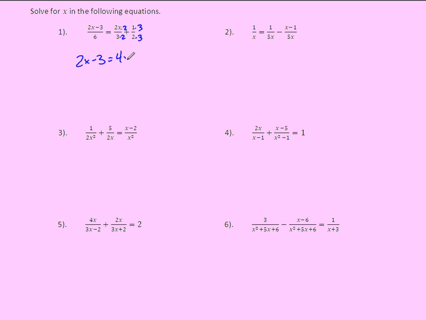2x times 2 is 4x. 1 times 3 is 3. Now we're just solving for x. So I'll subtract 2x and subtract 3 from both sides. That means I'll get negative 3 for x.